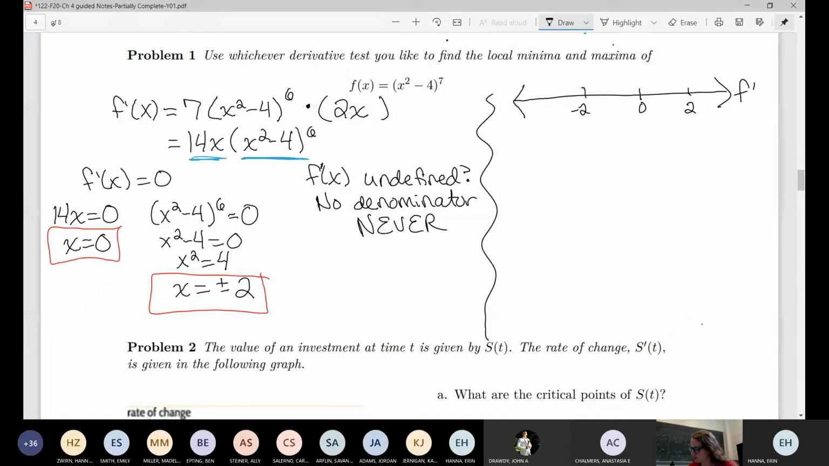So we have to pick some numbers. Something less than negative 2, I don't know, negative 3. Something between negative 2 and 0, negative 1. Something between 0 and 2, 1. Something greater than 2, why not 3? You get to pick whatever number you want, as long as it's in that section. As long as you've done everything else correctly, it should work out. But anyway, now we're going to take all of those test points and plug them into the derivative.